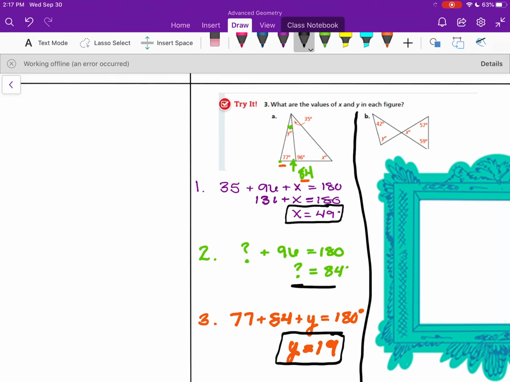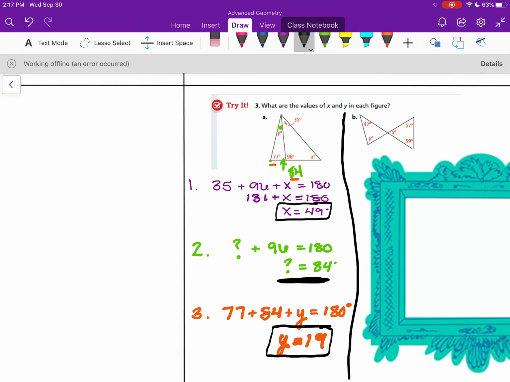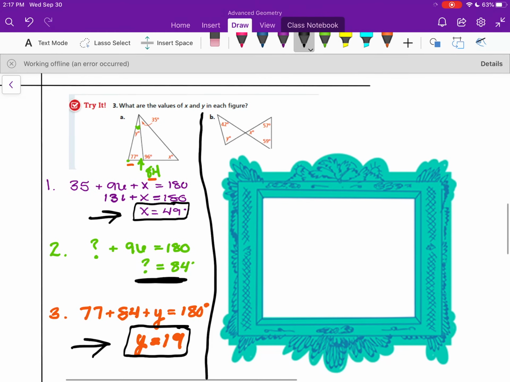Notice how it didn't ask me for what that unknown angle was, but I did need to find it, so it was important, but it wasn't technically one of my answers. So we want to put a box around our answers, and that's just going to help you get in the habit, moving forward in your high school math classes, of putting a box around your answer to signify that is my official answer. So you guys take a second and try part B.